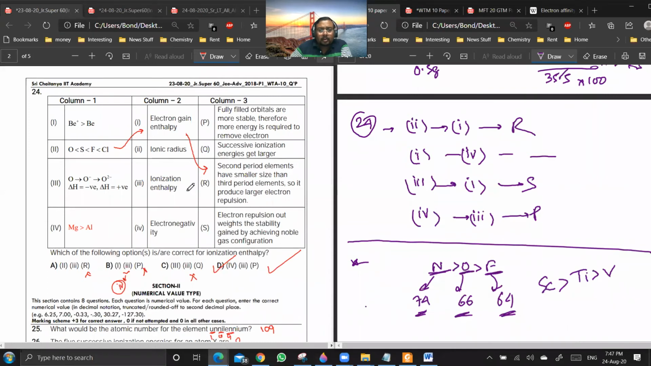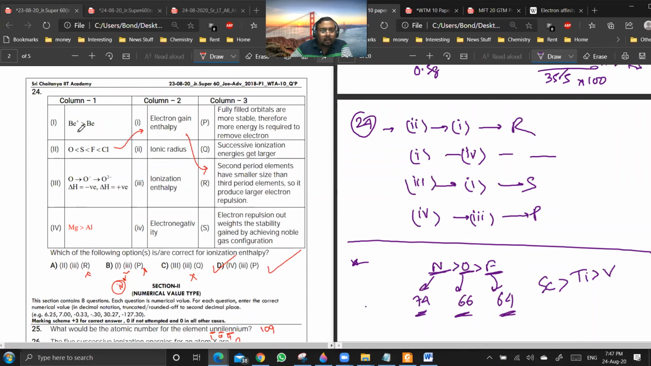Okay. And the logic is also given correct, that the second period elements are smaller in size than third period elements, so they will produce larger electron repulsion, and hence the electron affinity values will be decreasing. Getting your point? So the correct combination would have been 2, 1, and R. But they have given 2, 3, and R, so none of the options will be correct in this case. Are you getting your point? Yes, sir. Okay, then 1, 4.